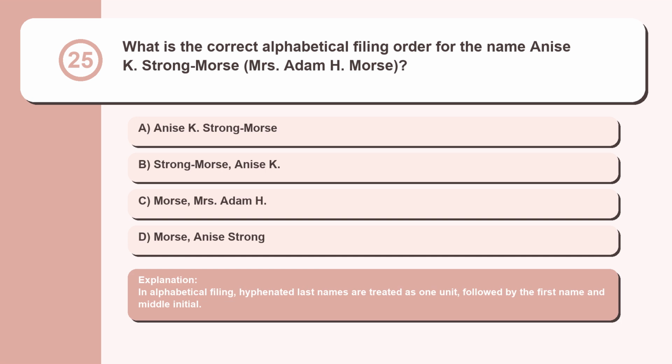Explanation. In alphabetical filing, hyphenated last names are treated as one unit, followed by the first name and middle initial.